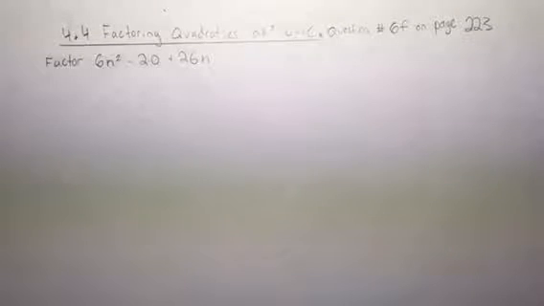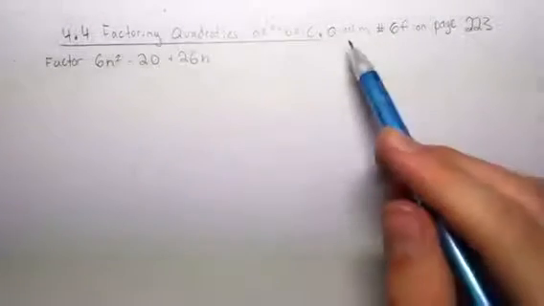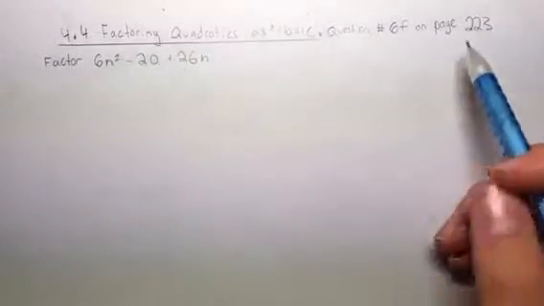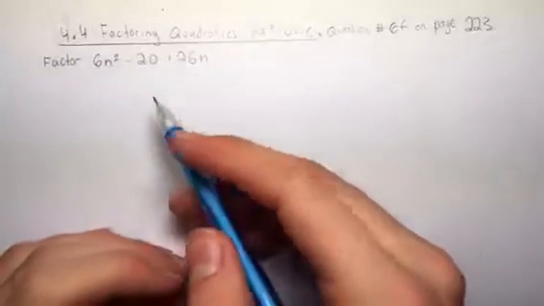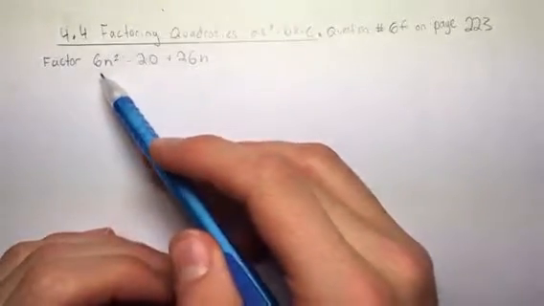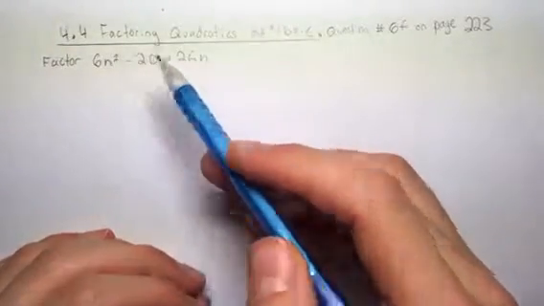This is chapter 4.4, Factoring Quadratics in the form ax² + bx + c. And this is question 6F on page 223. So all the question asks is: factor 6n² minus 20 plus 26n.